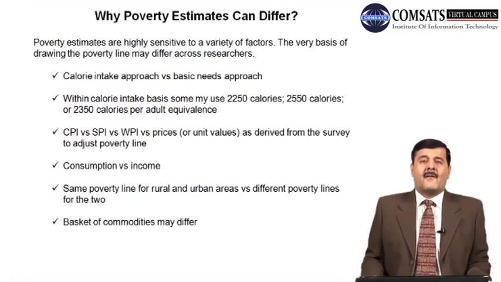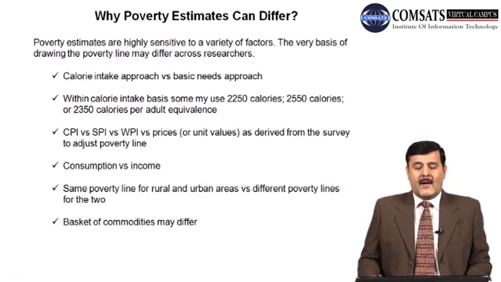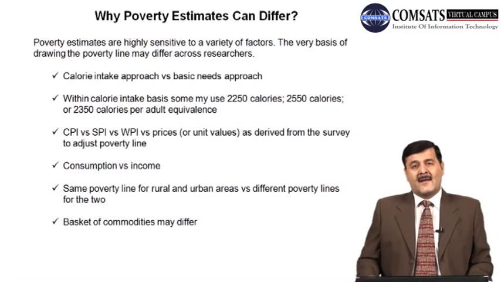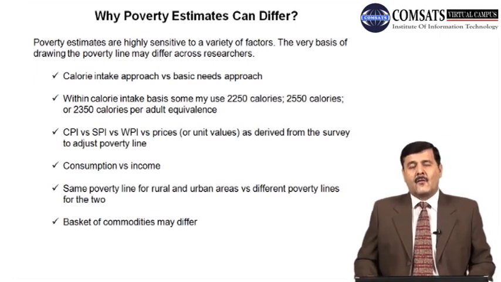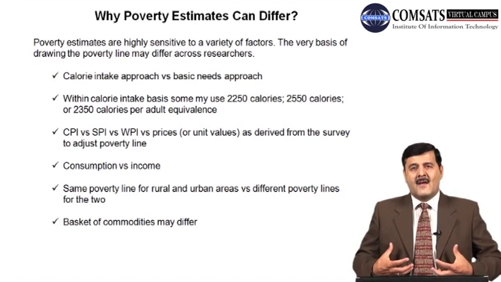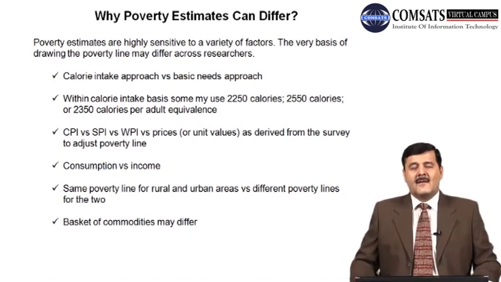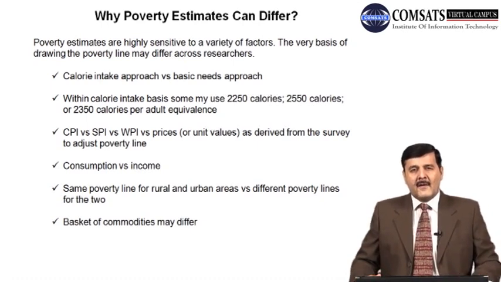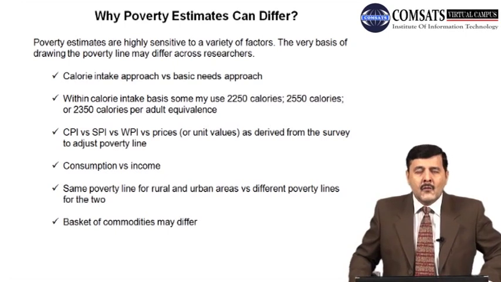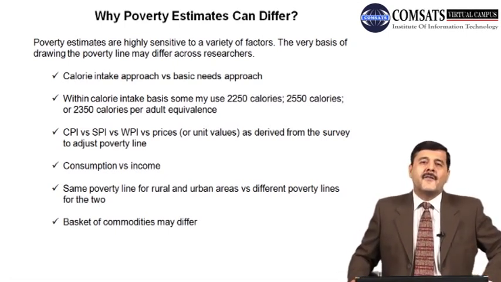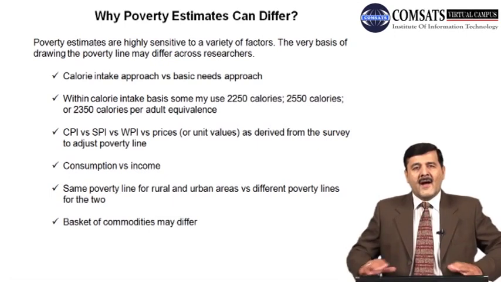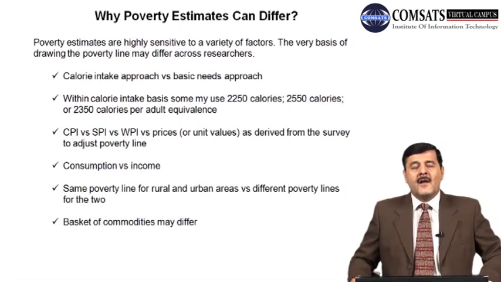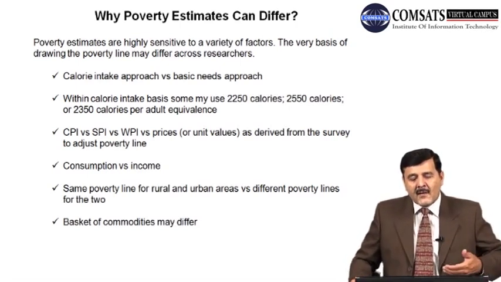Now poverty estimates can also be different because of the different basket of commodities, right? When you measure inflation, you use a basket of commodities which basically tells us how much inflation there is in that particular time period in the economy, right? So different researchers, or different countries, use different baskets of commodities. Because of using different baskets of commodities to measure inflation in the country, in the economy, poverty estimates can also be different.